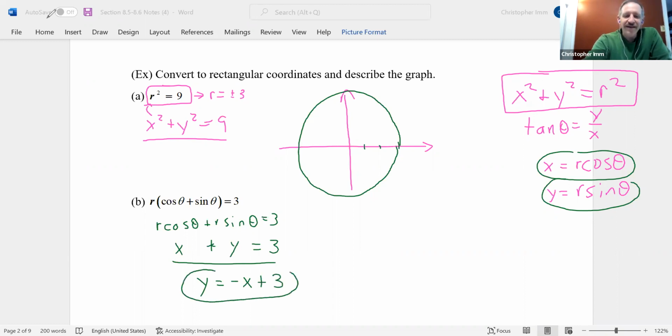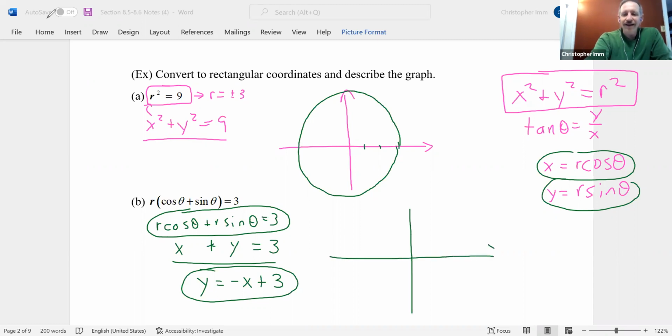So this Cartesian coordinate function is similar to the original one. So what will the graph of that look like? It'll be a line with a negative slope and an intercept of 3. Exactly. Nice job, Grace. So this one's a lot easier, to me at least, to interpret in its Cartesian coordinates, right?